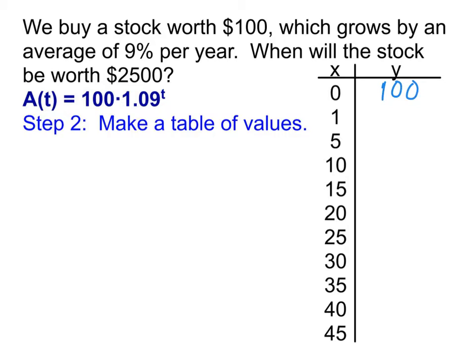Okay, what about if it's 1? If x is 1, well, that means we're doing 100 times 1.09 to the 1. What's 1.09 to the 1? That's 1.09. So what's 100 times 1.09? 109. Yep, it's 109. Those are the easy ones. Those are ones that I hope that you're going to be able to get basically just off the top of your head. But from here, it's definitely calculator work. So get out your calculator and start figuring out the rest of those y values.